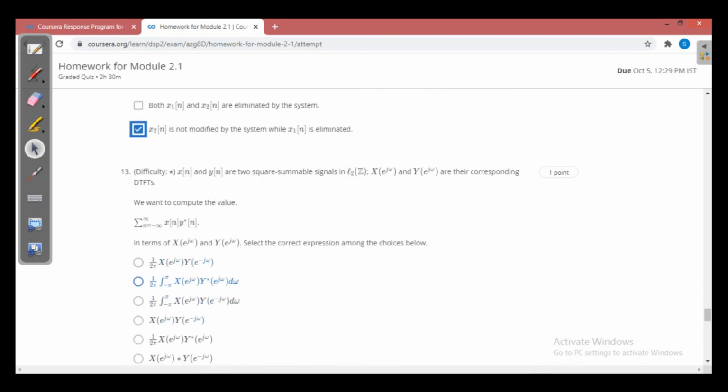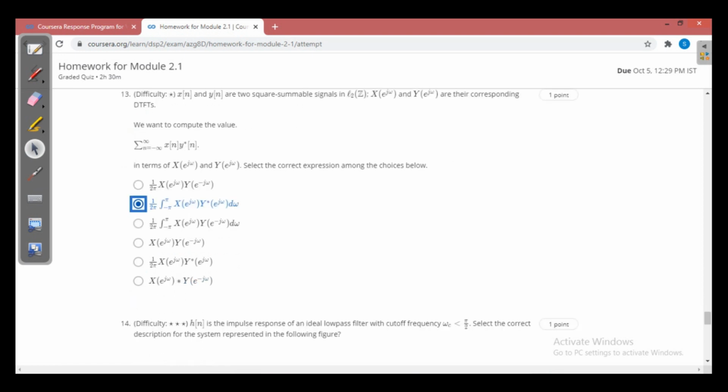Now the third one. x of n and y of n are two square summable signals. X of e power j omega and y of e power j omega are their corresponding DTFTs. We want to compute the summation over n from minus infinity to plus infinity of x of n times the complex conjugate of y of n. This is simply 1 by 2 pi times the integration from minus pi to pi of x of e power j omega times the complex conjugate of y of e power j omega, using the property directly.